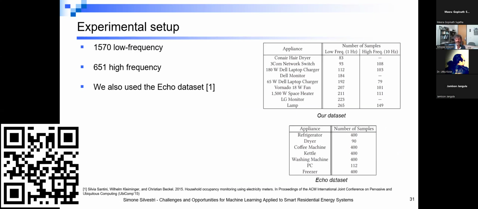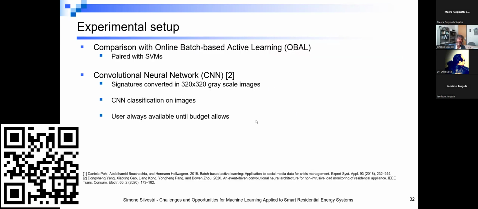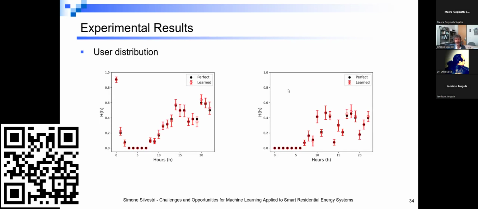And also we have used another existing data set, which is called the EGO data set. We compare with two approaches. One is based on SVM, this is called OBAL, and another is based on convolutional neural networks. And so now let me show you some results.